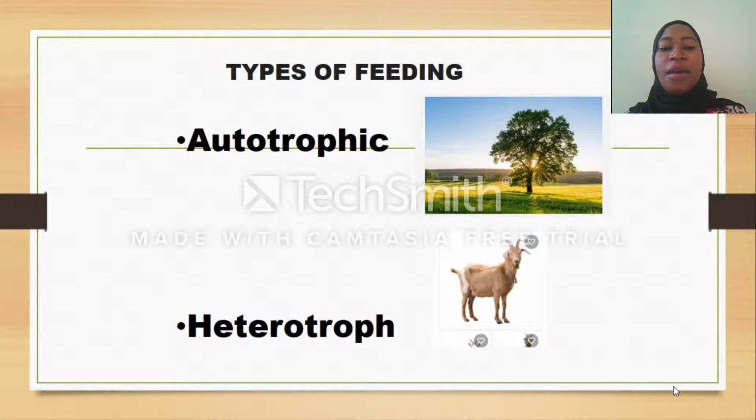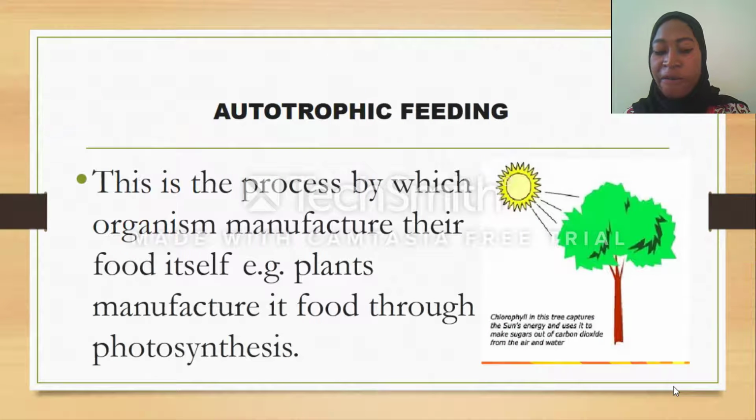Types of feeding. We have autotrophic. What do I call it? Autotrophic. And we have heterotroph. What do I call number two? Heterotroph. You can see this is a plant. Plant is an example of autotrophic mode of feeding. You can also see a goat, that is representing animal, that is heterotroph.